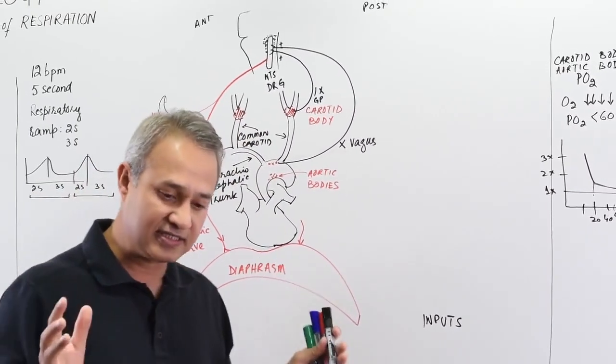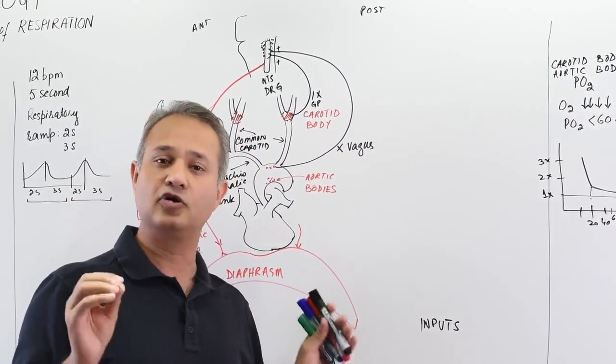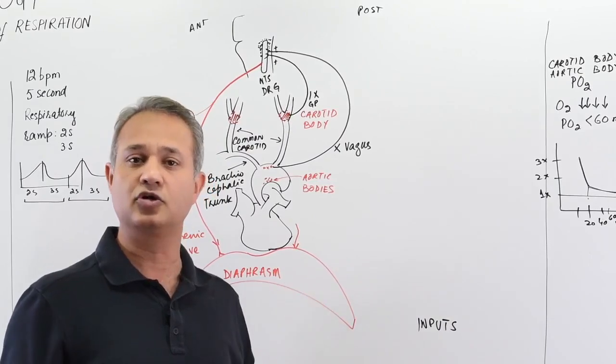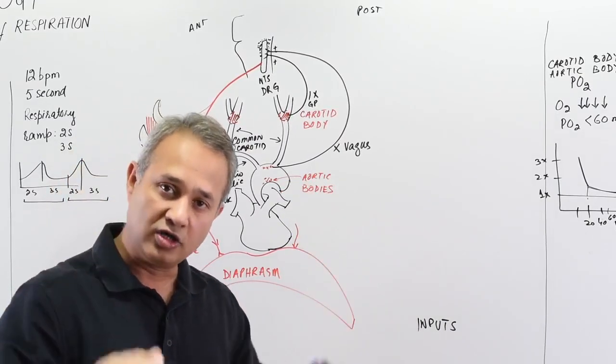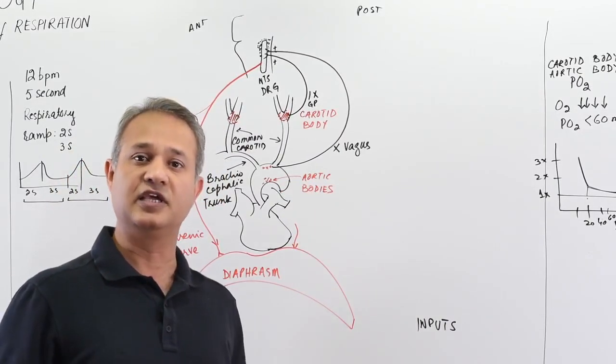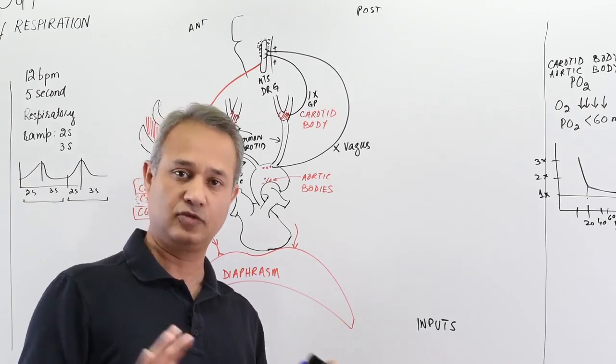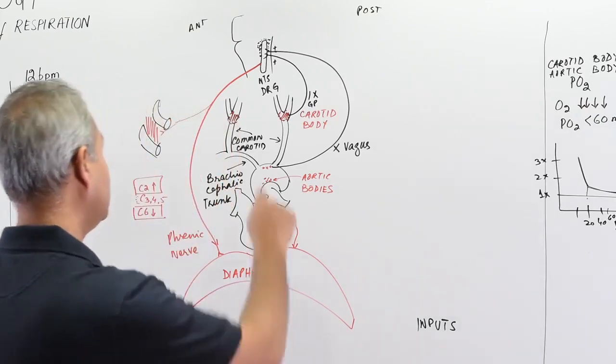How would you summarize that in your mind? You would summarize it that normally for quiet breathing, they do not do much. A dramatic decrease in oxygen is when they become active. Cool? Okay. Now let's continue the discussion here.